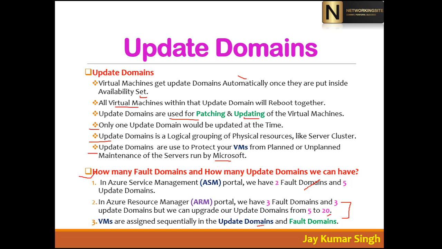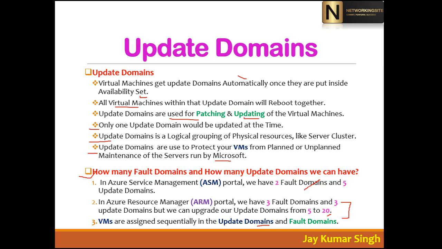and here it is asking that VMs are assigned sequentially in the update domains and fault domains. Okay, so it will be assigned sequentially, like update domain 1, update domain 2, like that. It's not that one VM will be in update domain 1 and one VM will be in update domain 5.